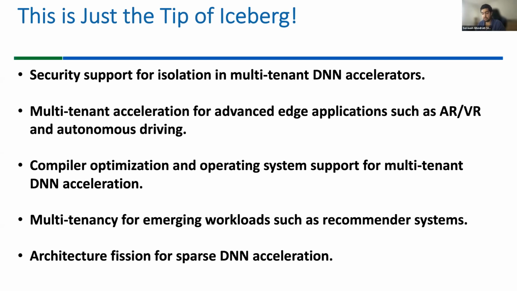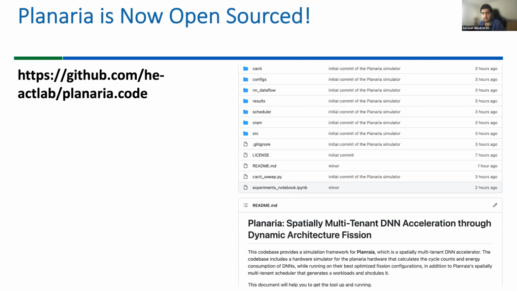We can look into emerging workloads such as recommender systems, which have a different type of computation characteristics. They are more memory bound, so how can multi-tenancy be enabled for them? And even architecture fission on its own can be explored for sparsity and sparse DNN acceleration. To engage the community more and provide some tools and mechanisms to explore these concepts, we open sourced our simulator for Planaria, which includes the hardware simulator and the task scheduling mechanism and algorithm. I hope that could be useful for future research.